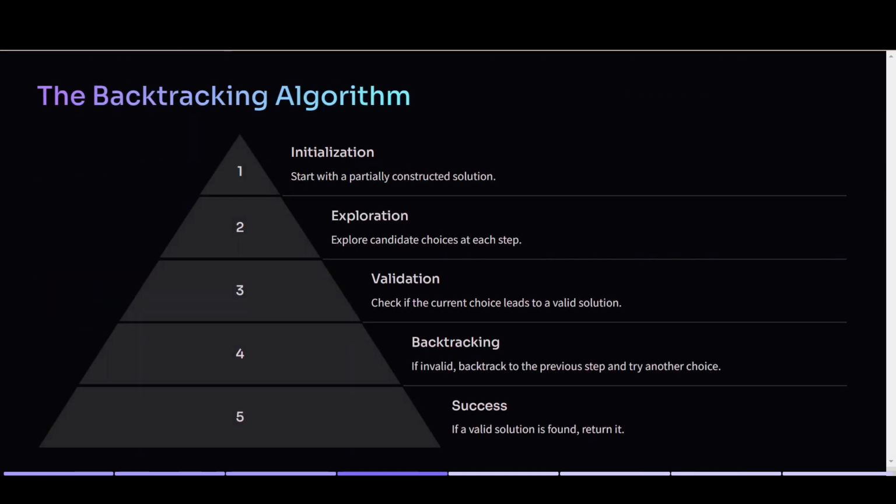Next up, we have the backtracking algorithm, where there are 5 things. Firstly is initialization, where we start with a partially constructed solution, and then we have exploration, where we explore candidate choices at each step, and then validation, where we check if the current choice leads to a valid solution, and then backtracking. If invalid, backtrack to the previous step and try another choice. Last but not least is success, where if a valid solution is found, return it.